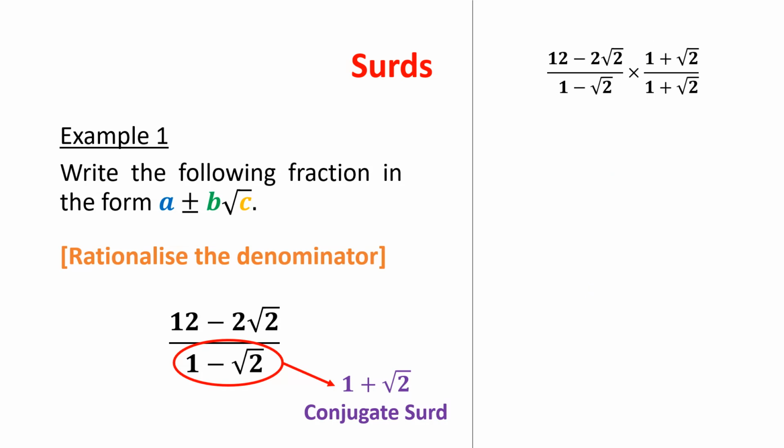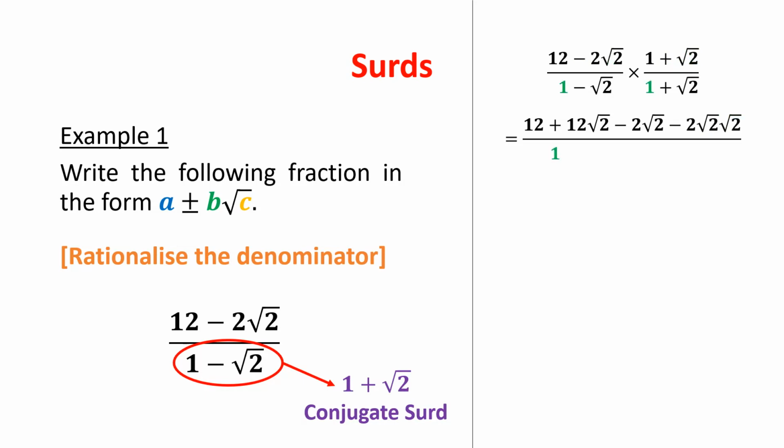So let's multiply it out and just treat it like a quadratic. So 12 times 1 is 12. 12 times root 2 is 12 root 2. 1 times negative 2 root 2 is negative 2 root 2. And negative 2 root 2 times root 2, we're going to write down as negative 2 root 2 root 2.